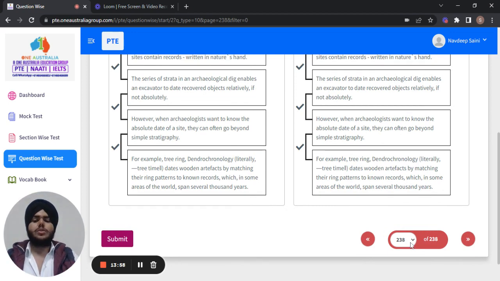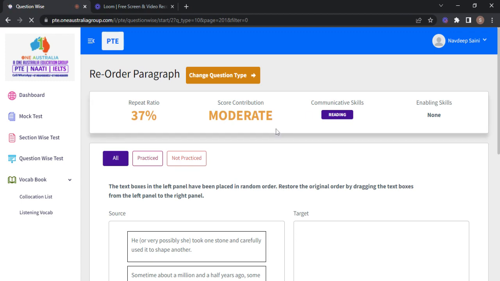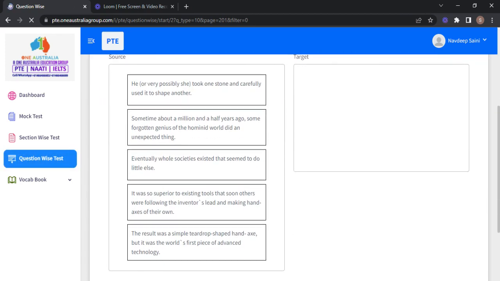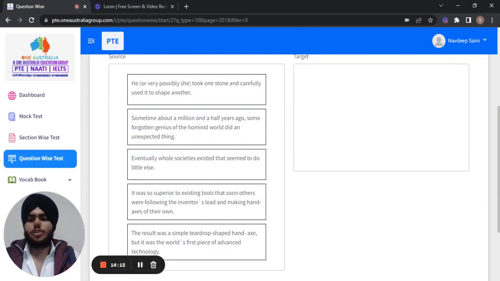Okay. So we have some time. So let's try maybe going into the 200s, maybe try 201, right? Let's try 201. Okay. So he, or very possibly she, took one stone and carefully used it to shape another. Okay. So I don't think this is the first sentence.